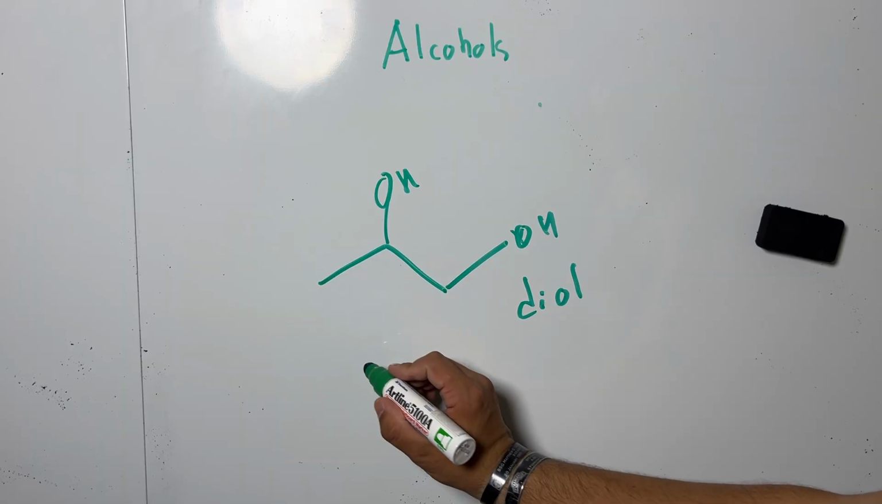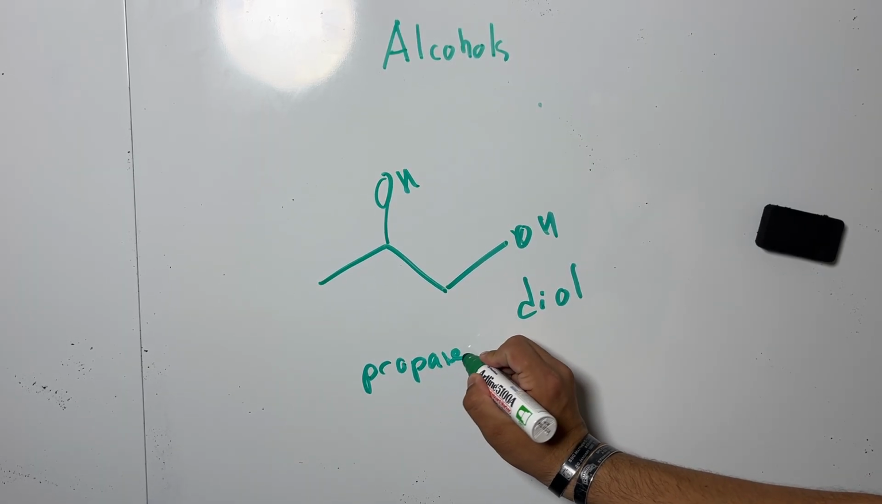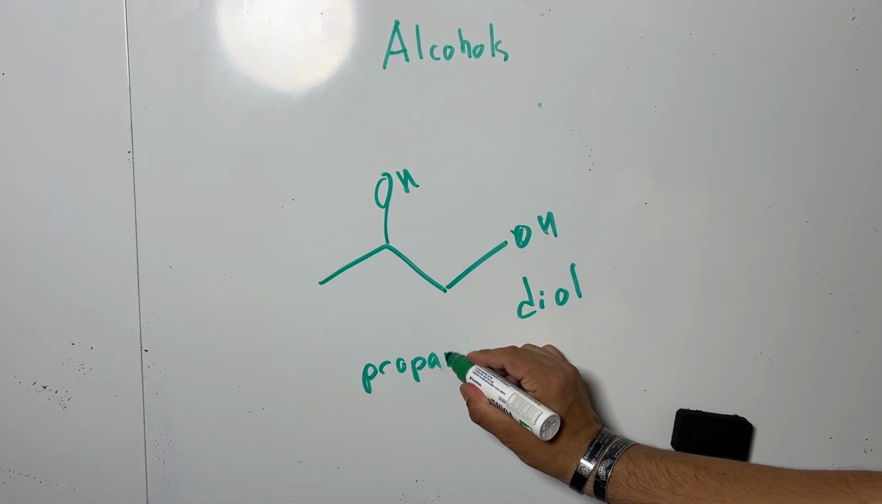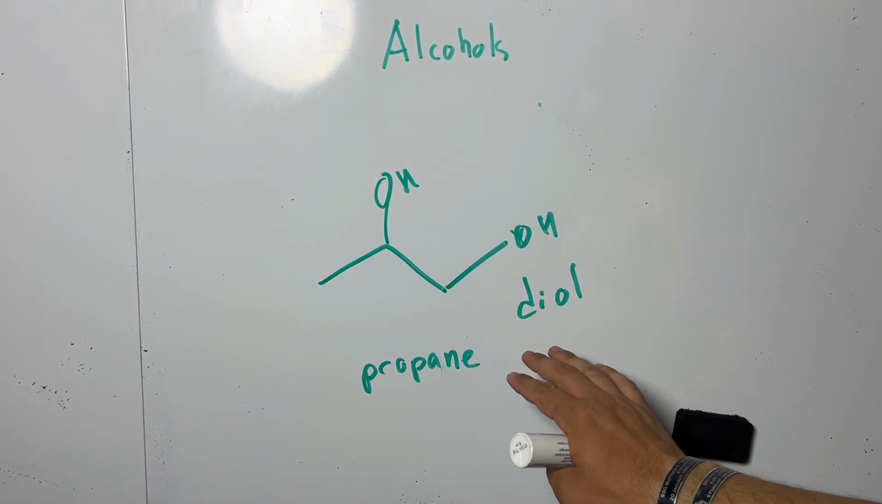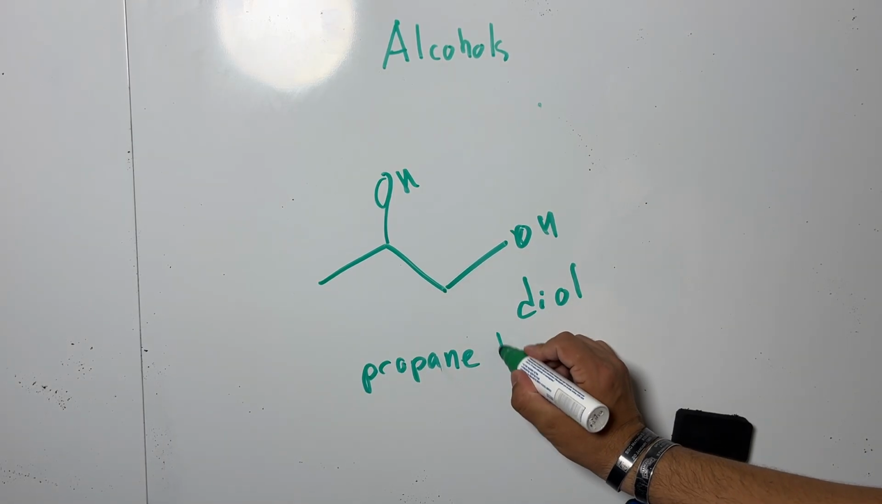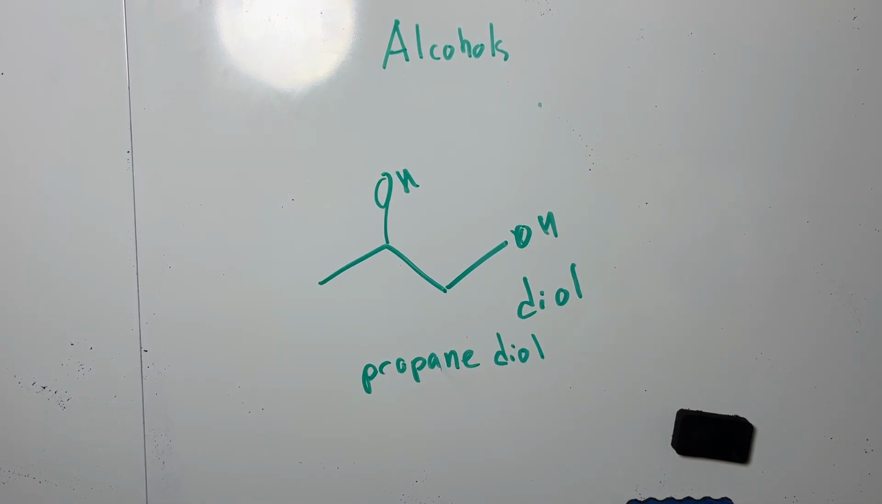So how we name this is a little different. We say propane, and now what we do is we don't lop off the e. What we do is say propane diol. It's a little different. I don't make the rules, but this is how it's done.